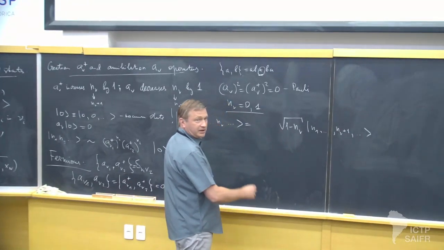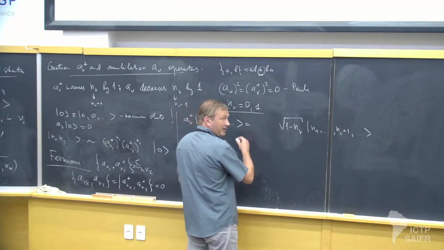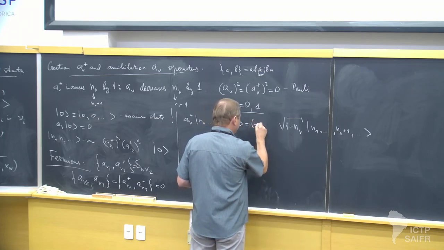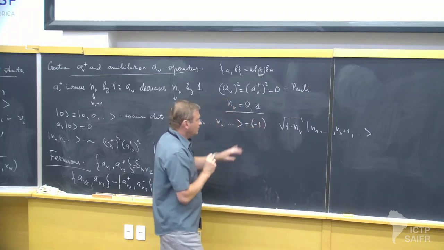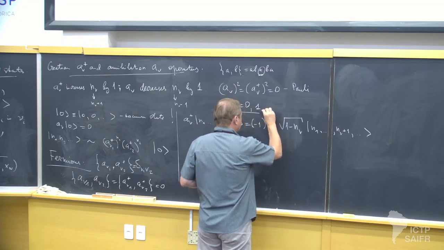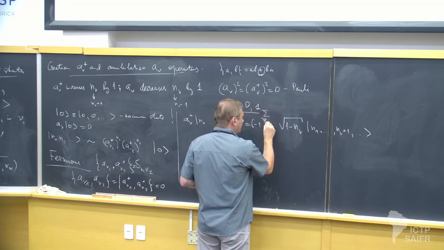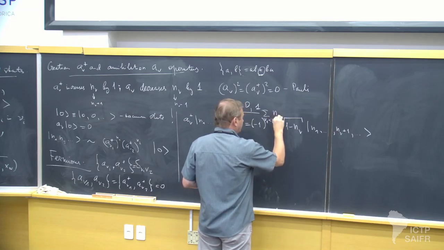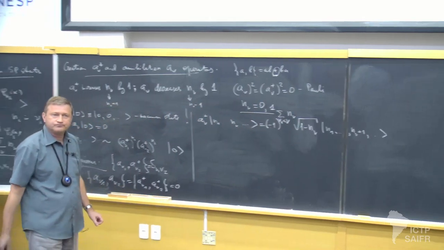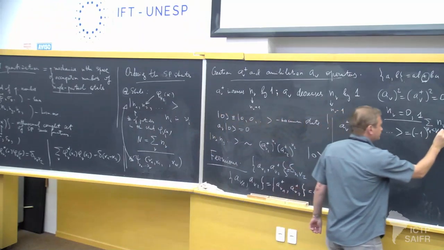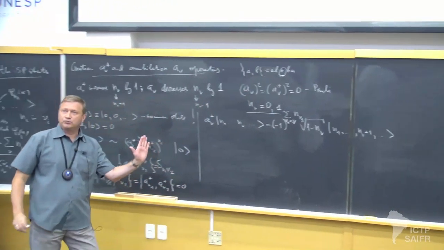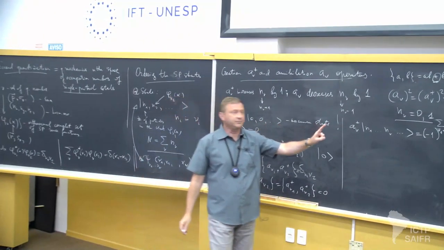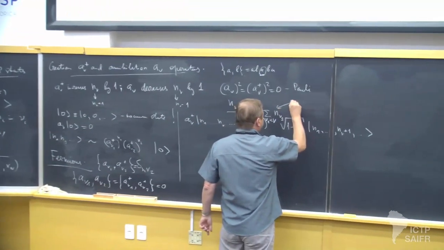But there are some unpleasant things. Here stays minus 1 to the power of the sum over nu 1 less than nu of n nu 1. So you have to count the occupations, and the order is important. That is the ordering that I mentioned.